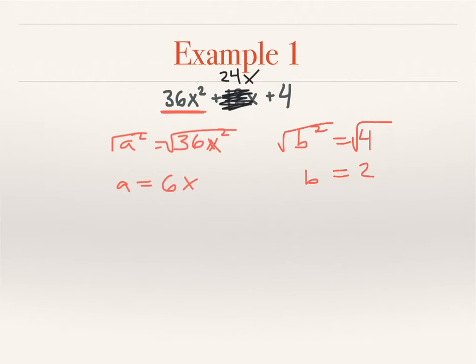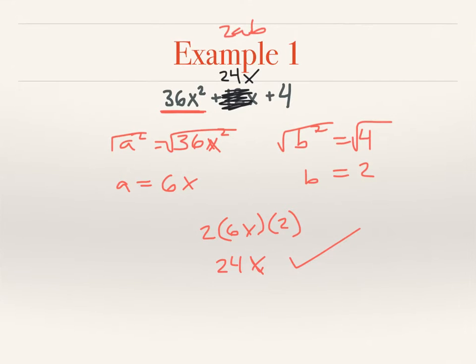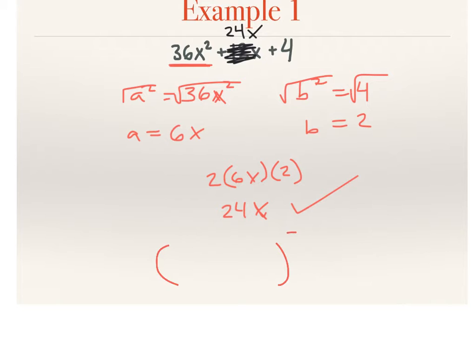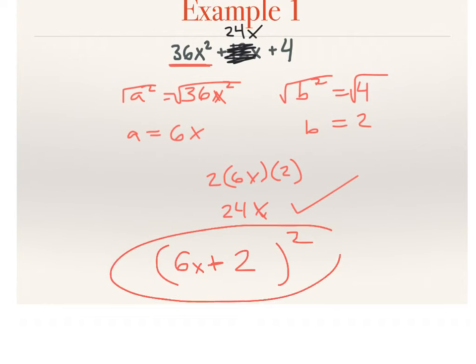2. Now we need to see if it satisfies our 2ab in the middle. So we do 2 times a, so 2 times 6x times b, which is 2. And what do we get? 24x, so perfect. That works. We can use our shortcut now. So we're just going to plug it into the parentheses squared. What's our a? The a is 6x. And what's our b? 2. So 6x plus 2 squared is our answer.